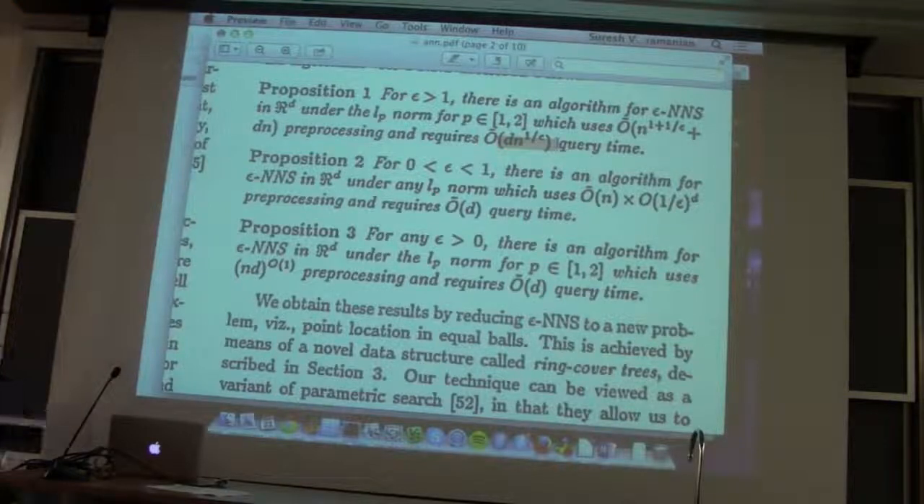Yes? These are the results. Why are they calling it propositions? That's a good question. It's somewhat arbitrary. There's no rhyme or reason. You'd think that you'd call it a theorem. But, yeah, I don't know.